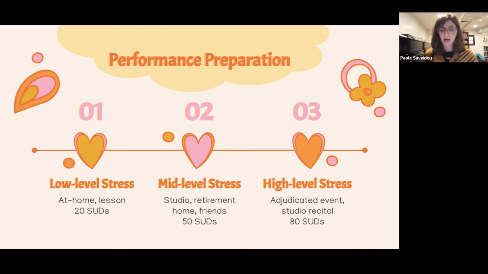But thinking about how can we work backwards from that high level stress performance, and set up other types of performances that gradually increase the stress level so that their tolerance to stress can also gradually increase over time, instead of jumping from you're in your lesson and then your next performance is, you know, a public event with 100 people, right?